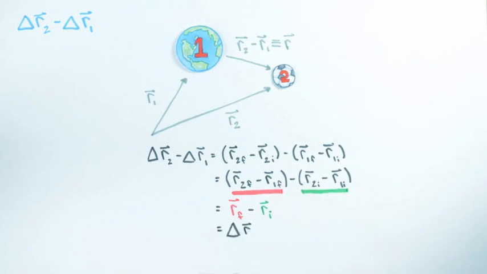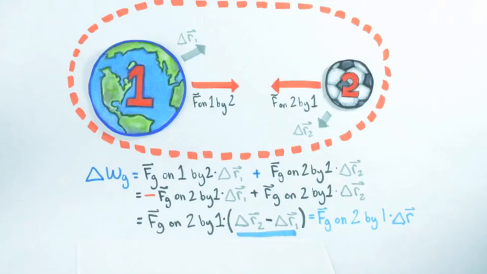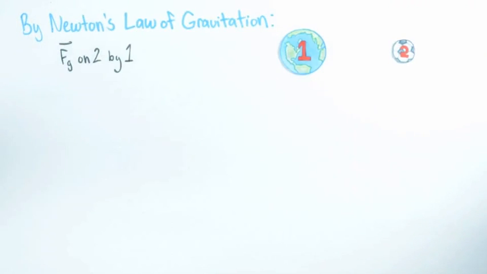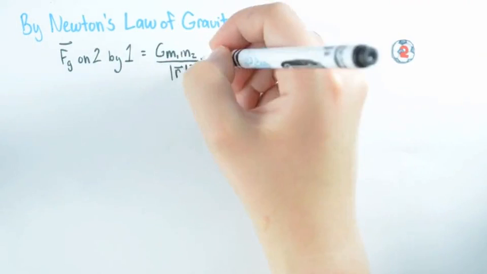So if we resketch our problem in these terms, we have that the total work on both masses due to the entire gravitational interaction can just be viewed as the scalar product of the force of gravity on 2 by 1 with the change in the relative position vector delta r. This is all still inside the system, so let's use our definition of the change in potential energy as the negative of the work done. So we write this down and use Newton's universal law of gravitation to write out the force of gravity on 2 by 1. And so we have this expression.